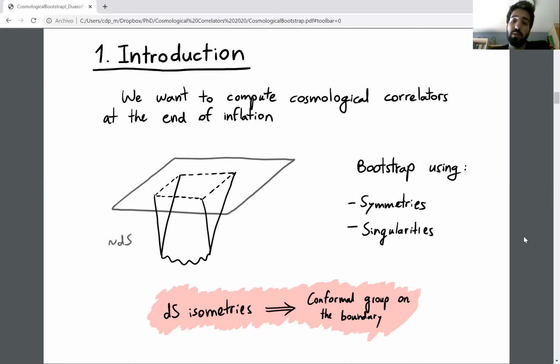This is very nice because this means that the correlators that we want to compute, we can compute them by basically computing conformal correlators. And this can actually be done. We can compute correlators in this way, and this is very nice because we see that we are capturing the physics of the de Sitter, the physics of the bulk purely from the boundary.